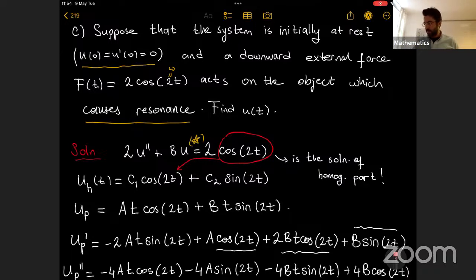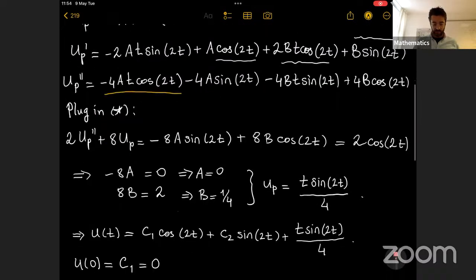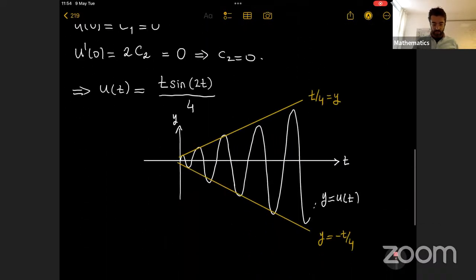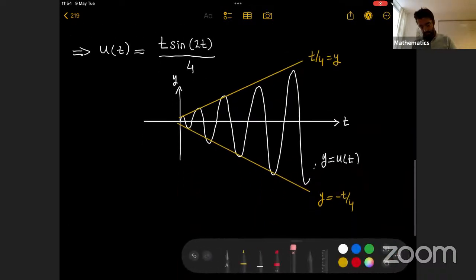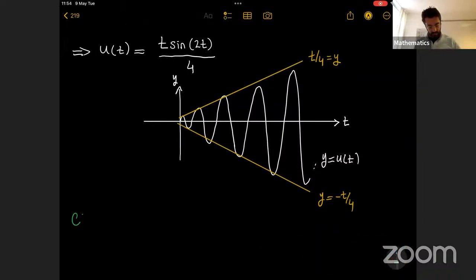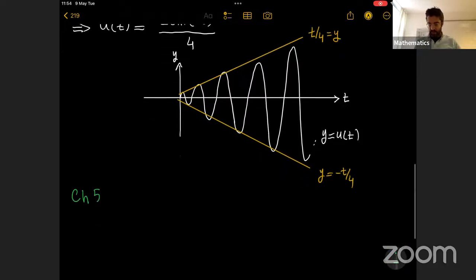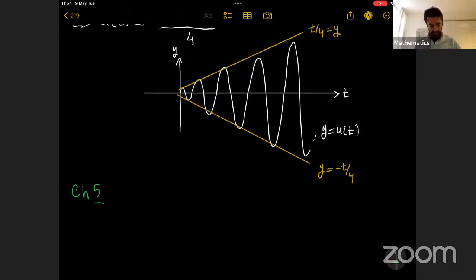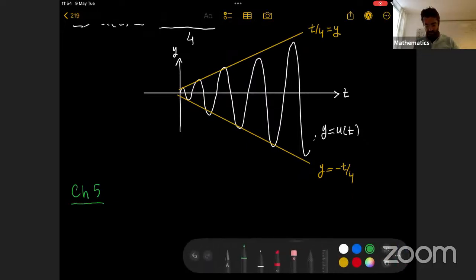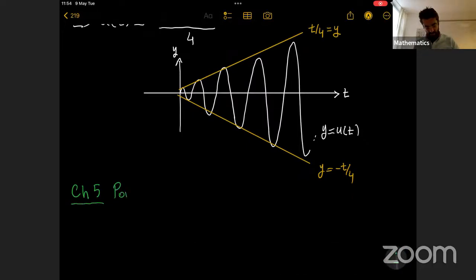All right, maybe let's move to a new section, a new chapter. So we're done with basically mechanical systems. So let us move to chapter 5. And we will start with maybe the power series method. Let's say power series solution.